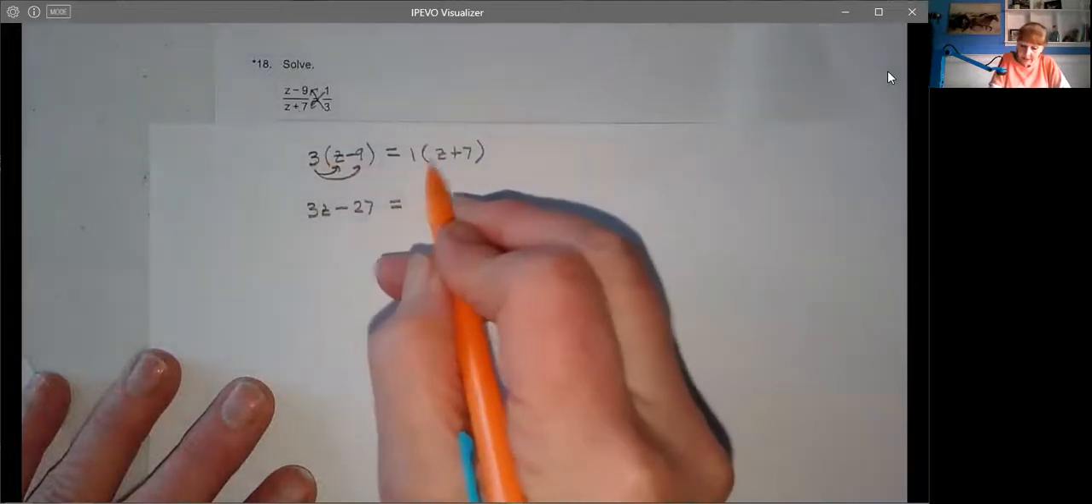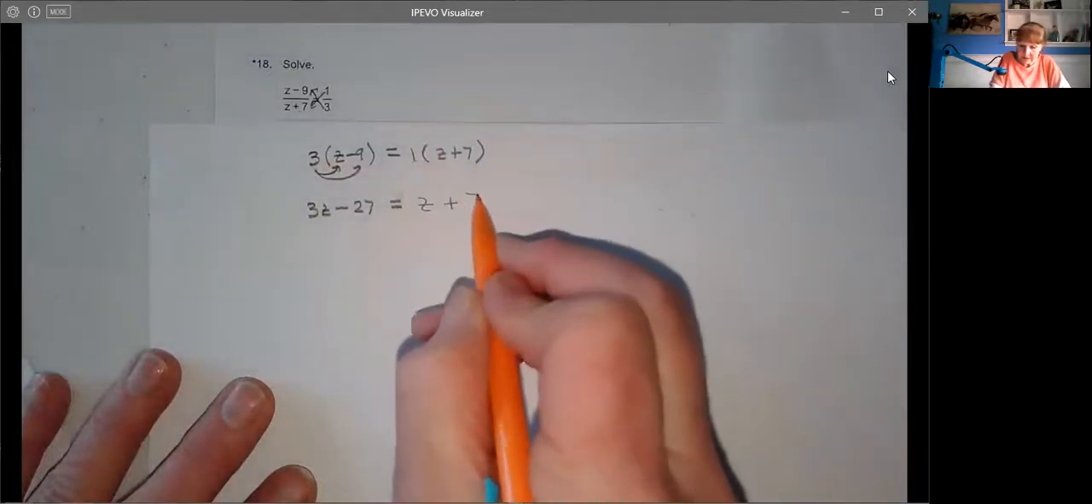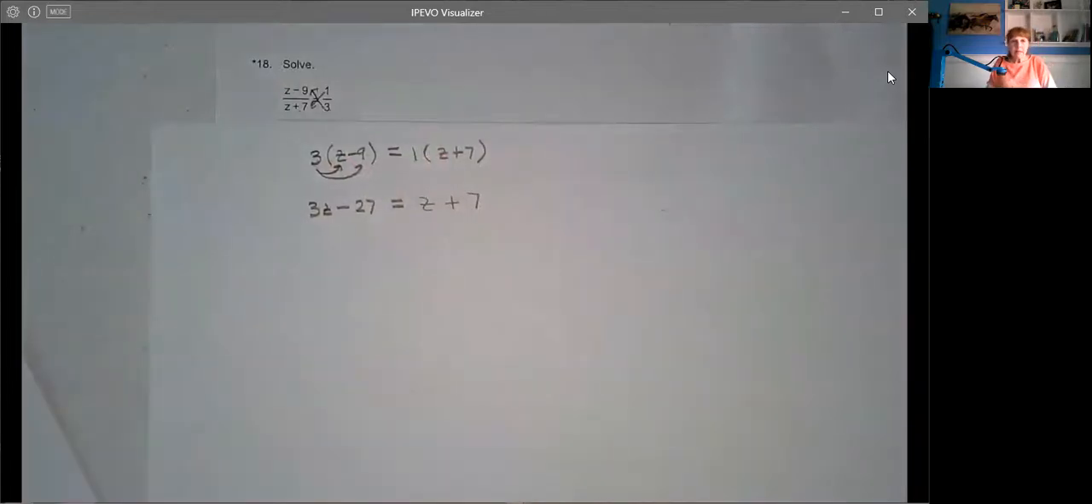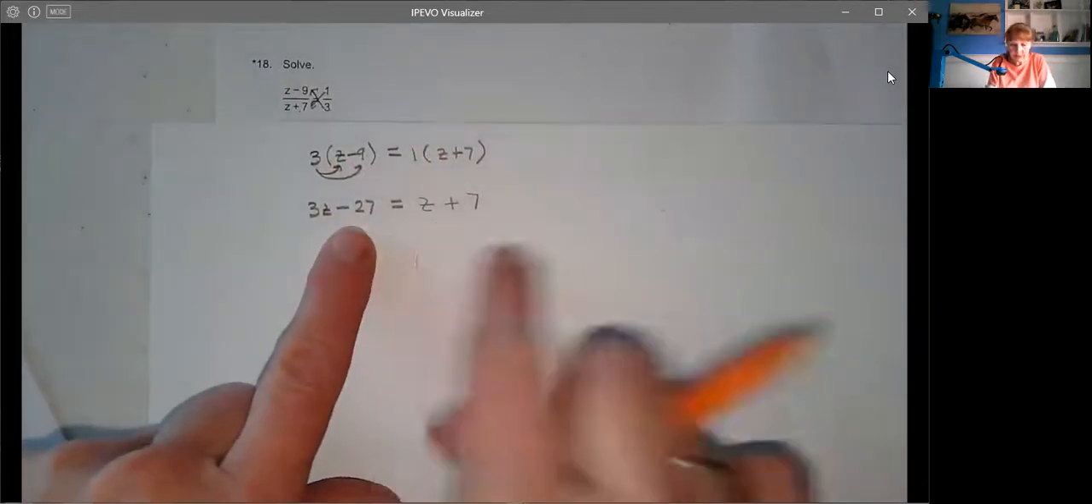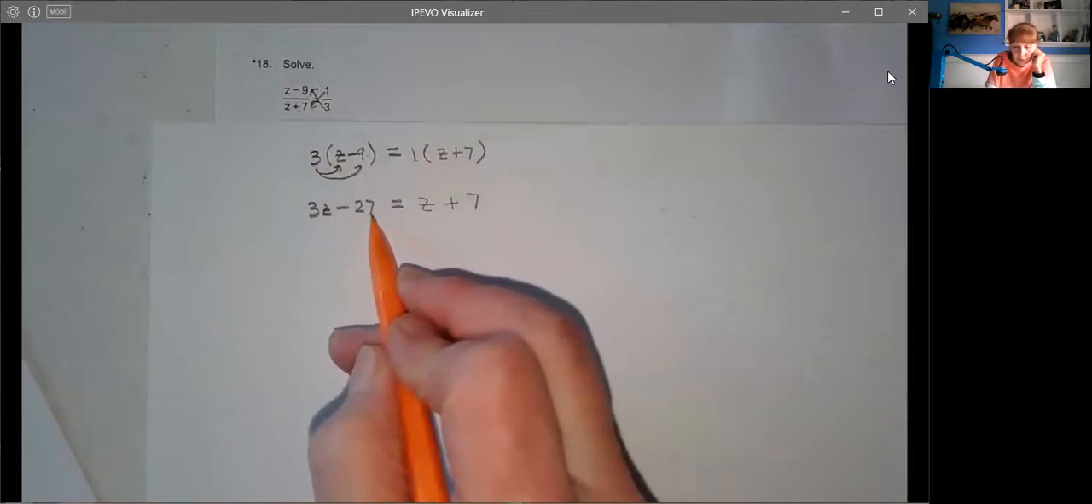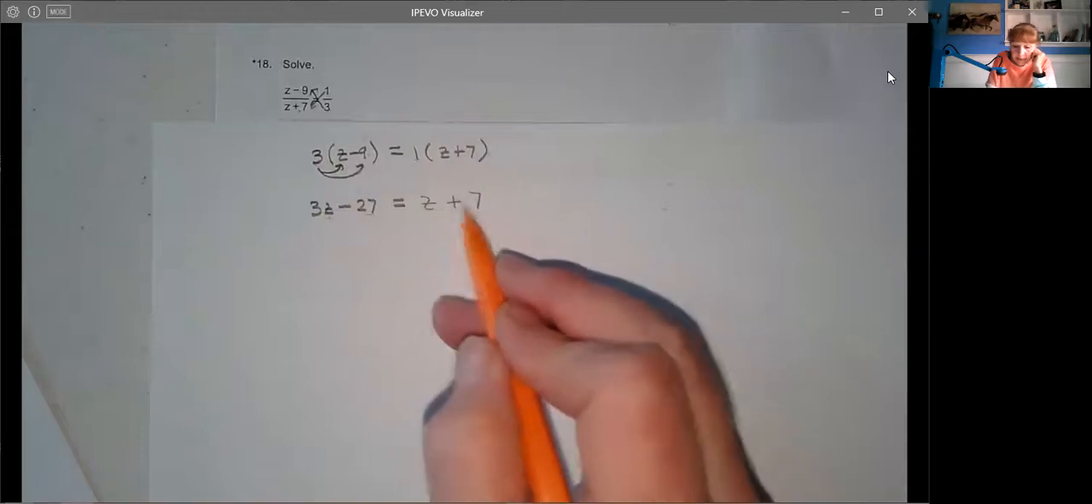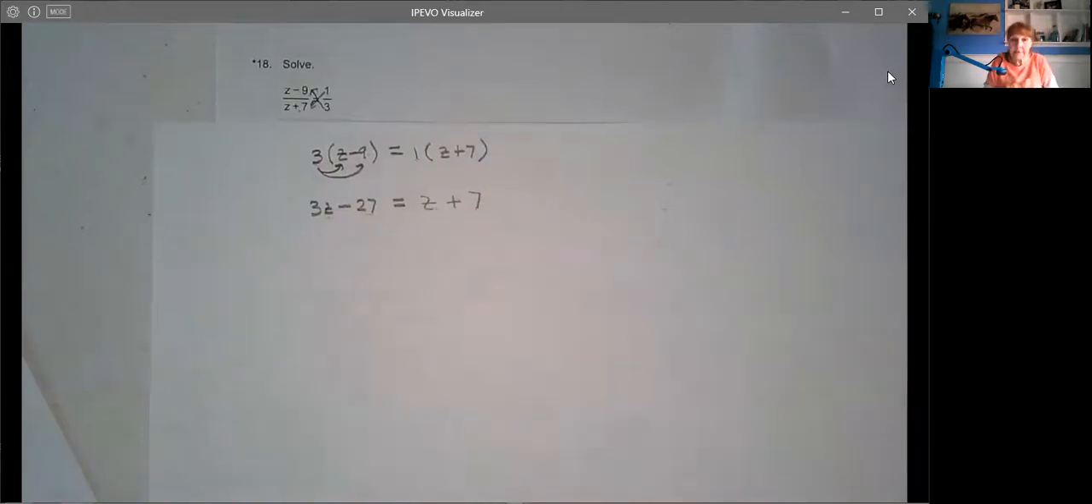And then we'll take 1 times z is z. 1 times 7 is 7. And now there's nothing else you can do here because this doesn't have a z with it. So they're not like terms, and you can't combine these because the 7 does not have a z.